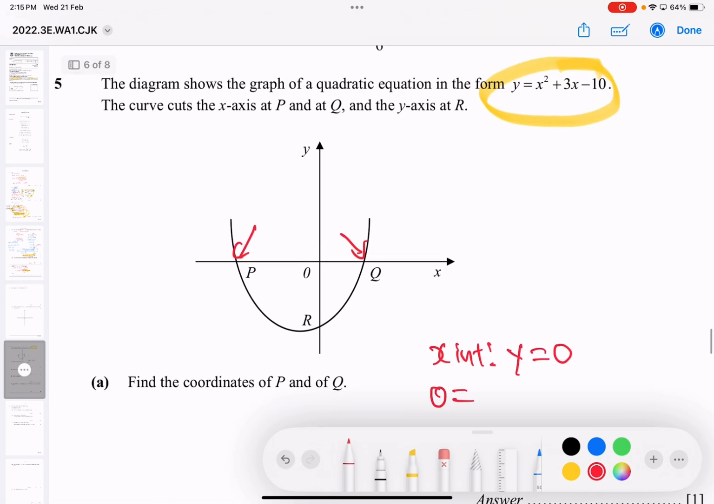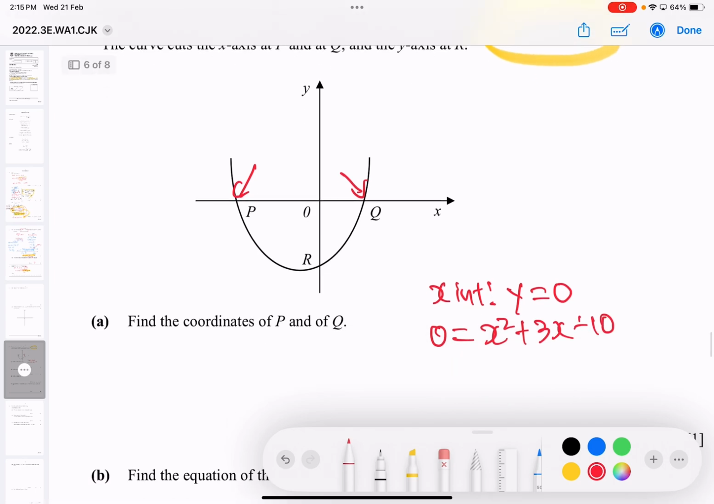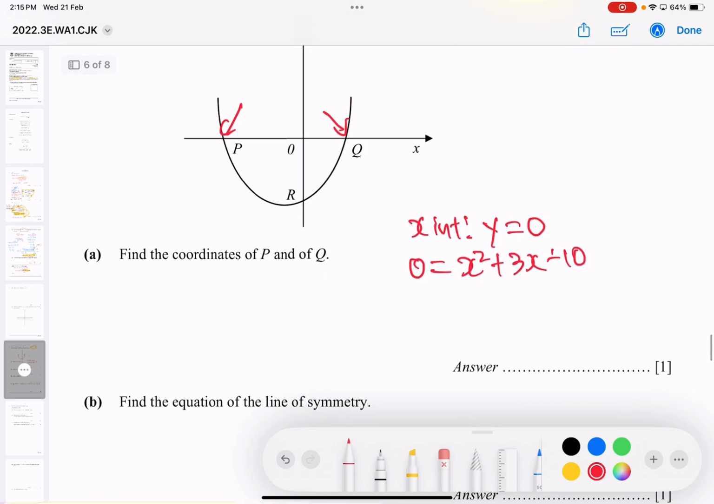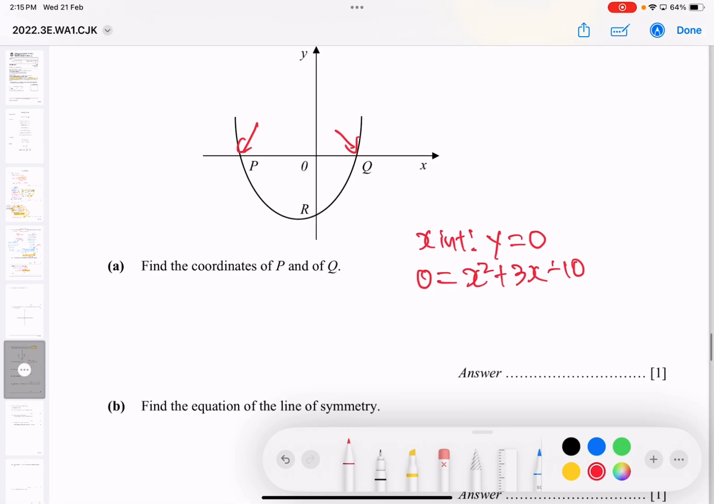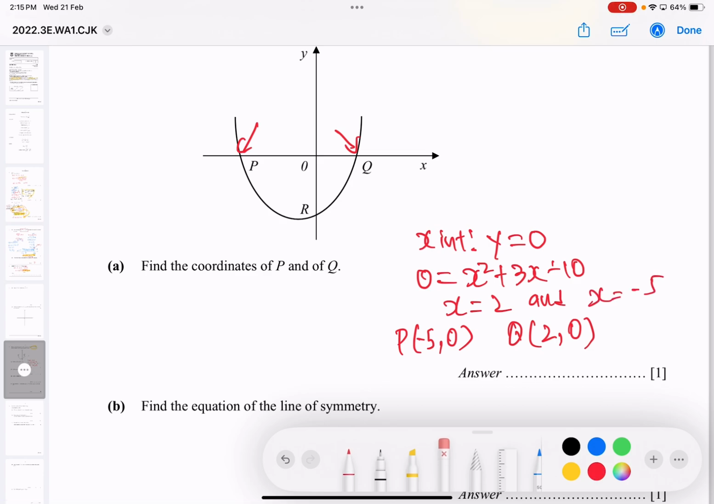If you let your y be 0, you just need to apply your quadratic formula. Because of time, I won't write out the full working. Just use your calculator straight away. Okay, so A is 1, B is 3, C is negative 10. So the coordinates of P is 2, 0. Coordinates of Q is, oh sorry, this is negative 5, 0. This one is 2, 0. Okay, because the x-intercepts are at 2 and negative 5. Not and, or.